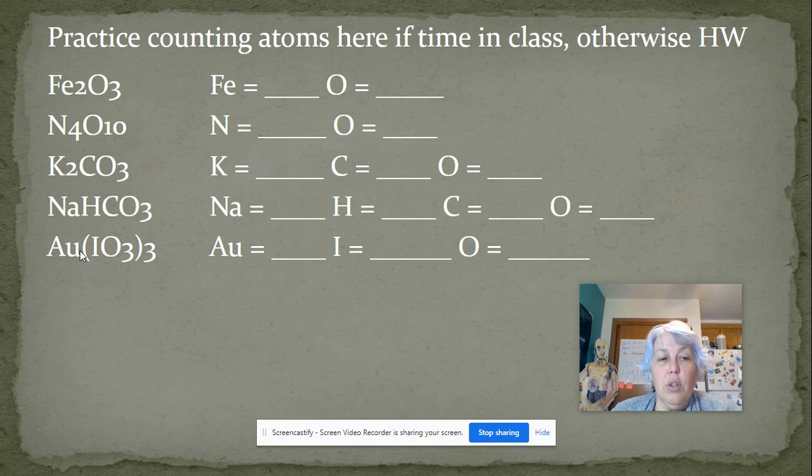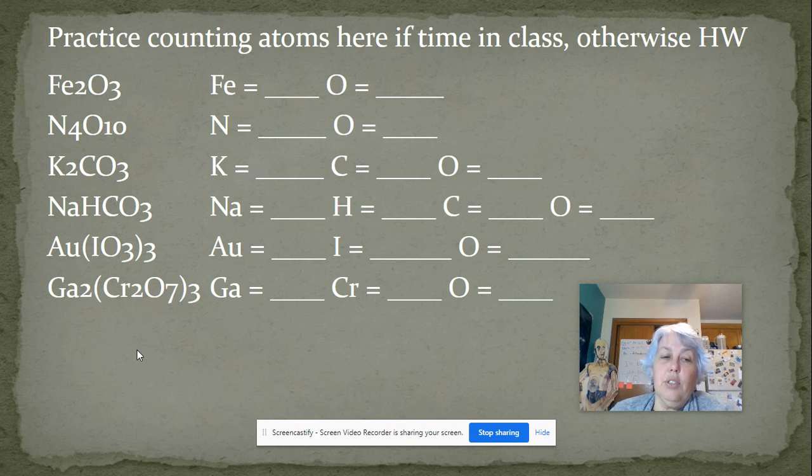There is 1 gold atom here. Sorry, this is gold. So there's 1 because there's nothing in front of it. There's nothing behind it. So there's just 1. Here's where it gets complicated. We have these parentheses. This 3 is going to apply to both the iodine and the oxygen. So we started off with 1 iodine, but there's a 3 outside here. So we now have 3 iodines. And we had 3 oxygens times 3. So we have 9 oxygen.